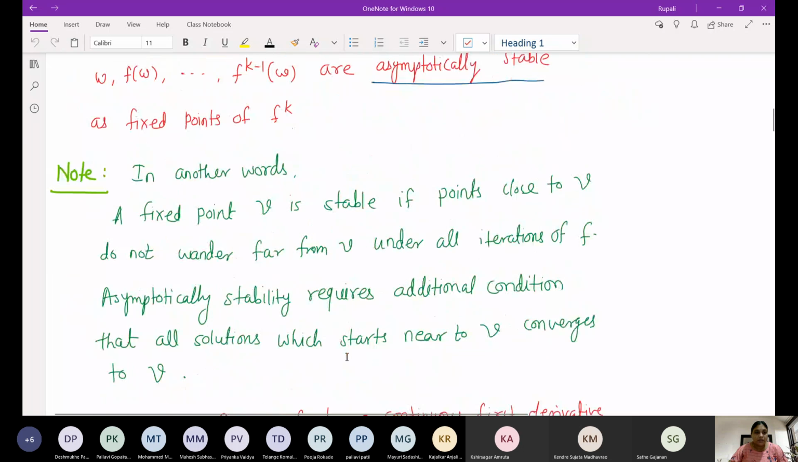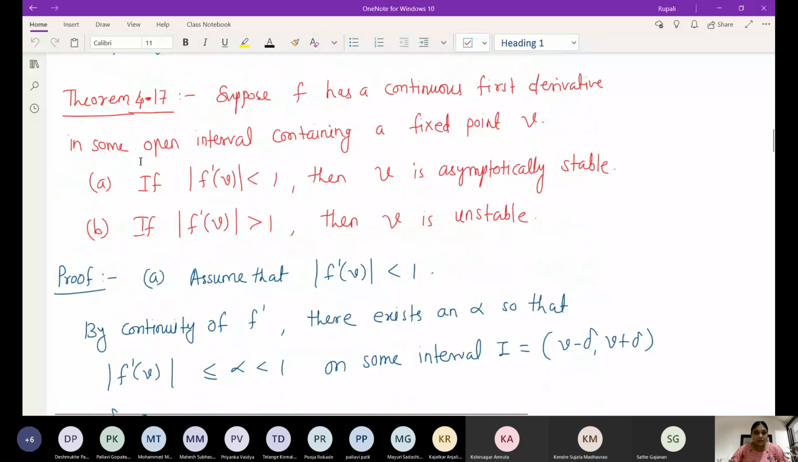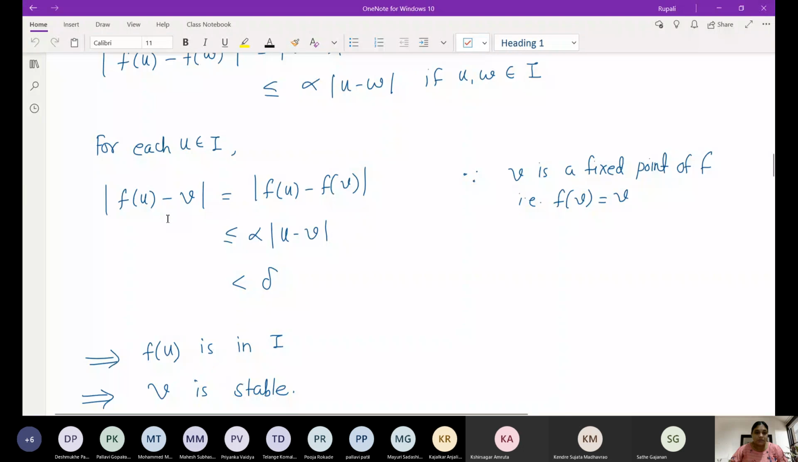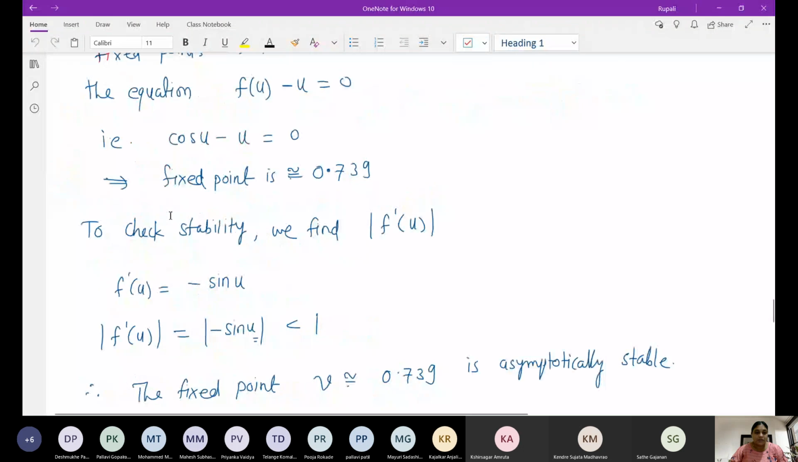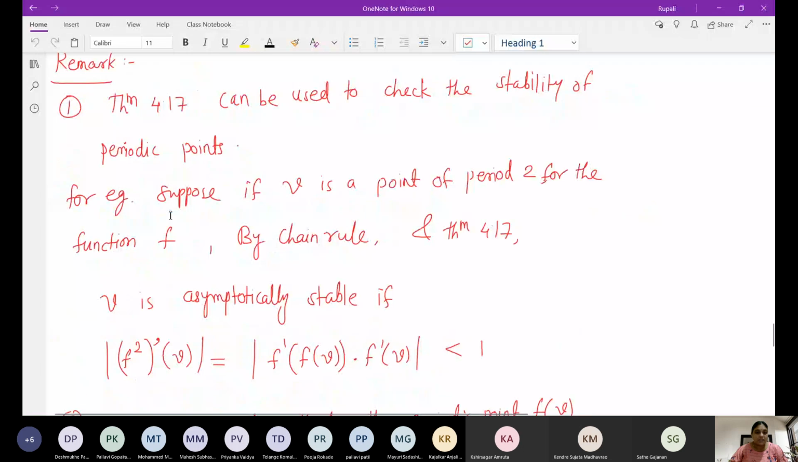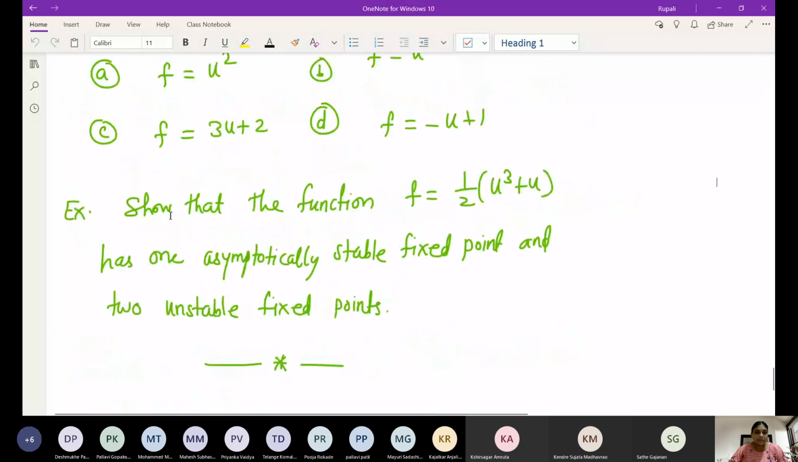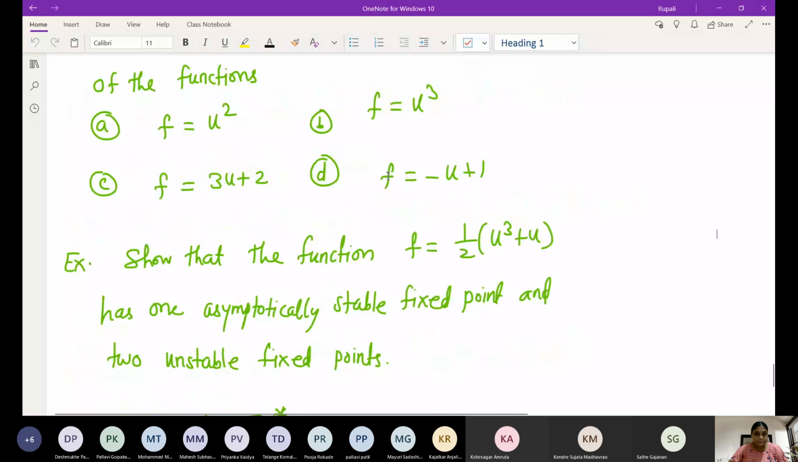Then we have seen this theorem 4.17. If f has a continuous first order derivative, then if the modulus of f dash of v is strictly less than 1, then v is asymptotically stable, and if it is strictly greater than 1, then v is unstable. It means to check stability of a fixed point, we require this theorem. This theorem will be useful. We have seen some examples also. We have seen stability of fixed points of some functions, and I gave some examples also for homework.